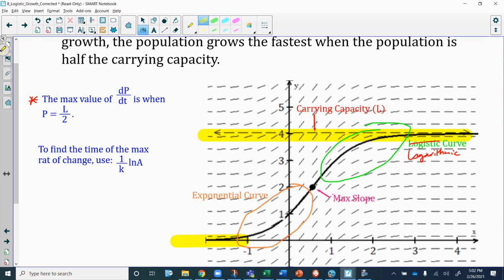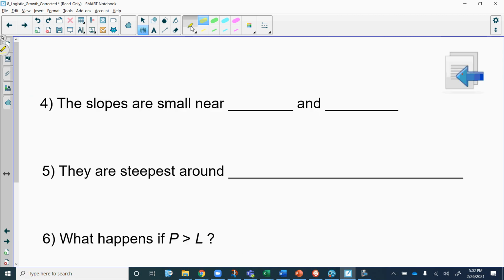So what we're looking at here, the slopes are small near when P is equal to 0 and when P is equal to the carrying capacity as they approach. It's steepest around the point of inflection, which was when we said half of the carrying capacity.